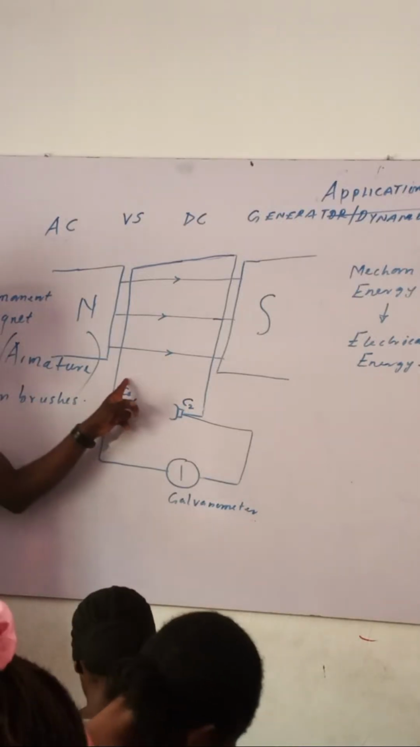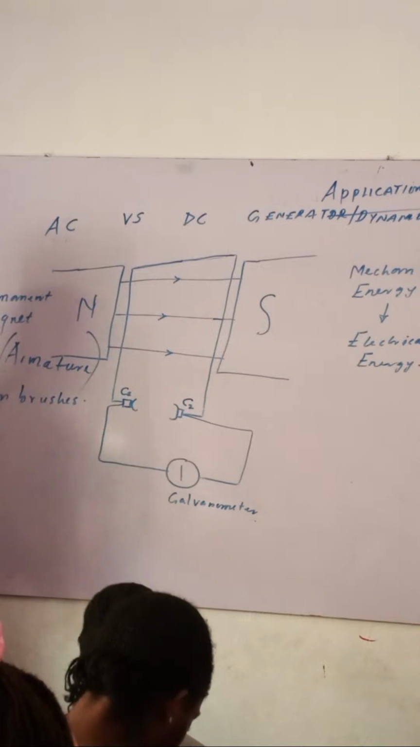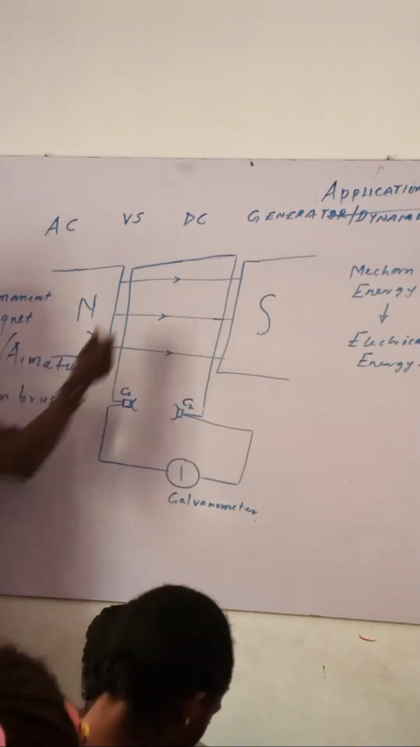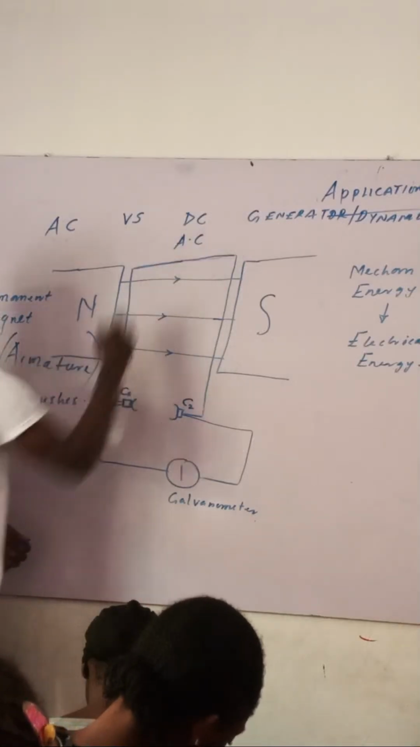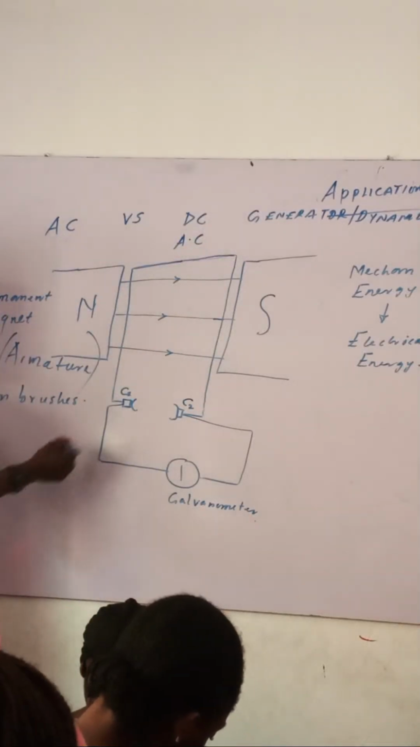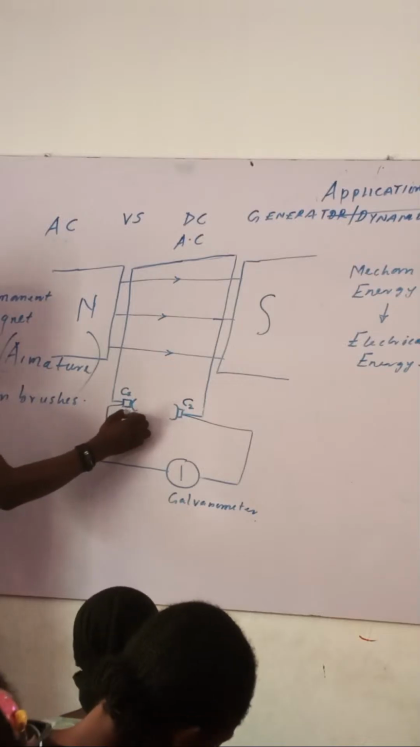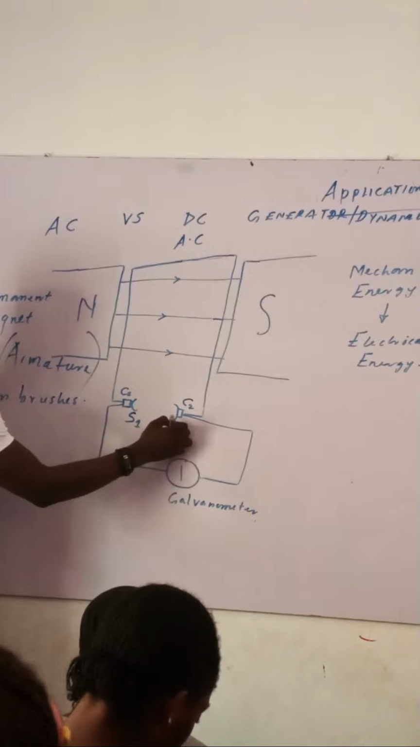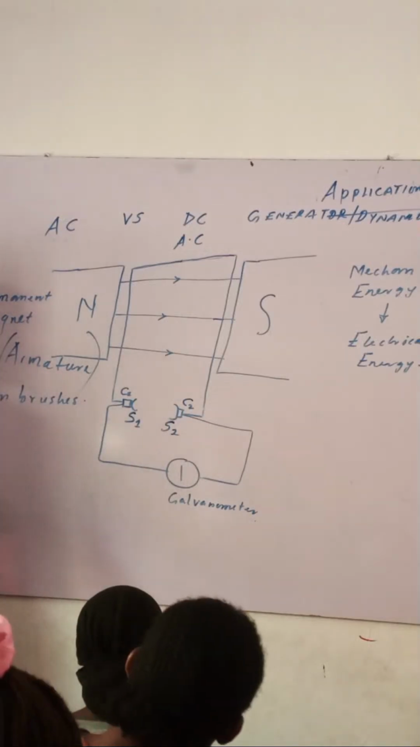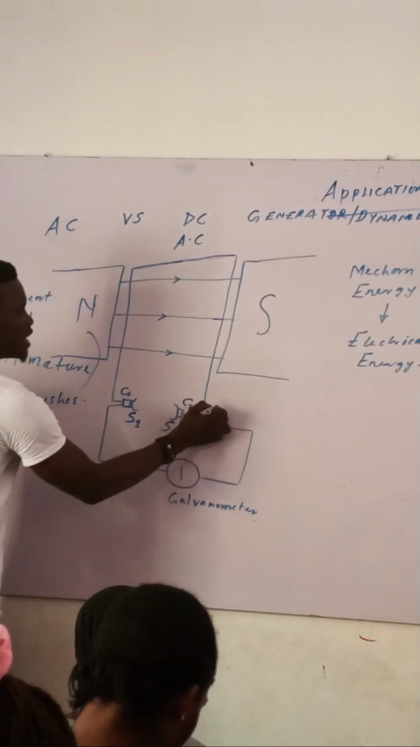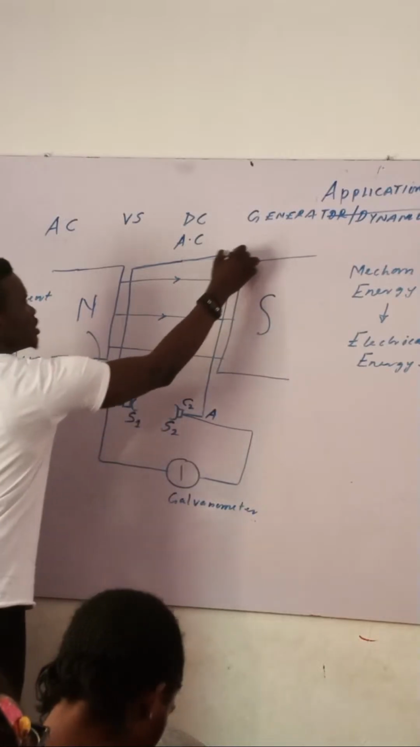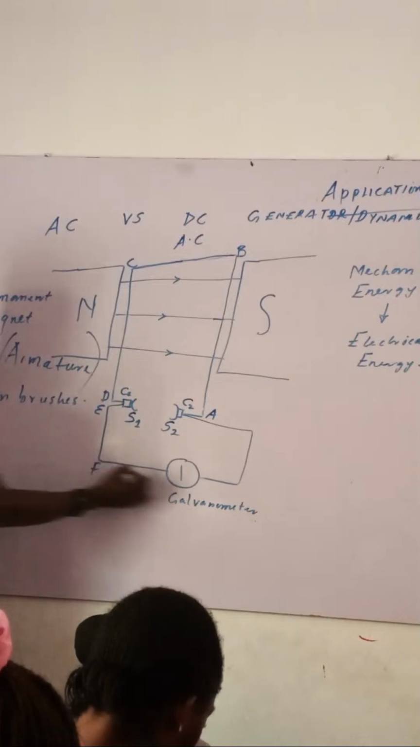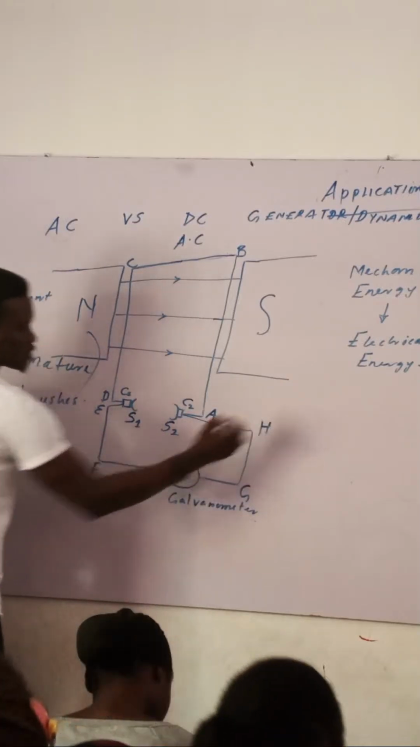So carbon brush 1 and carbon brush 2. Then, if this is now AC, let's assume this is AC. Then, if it is AC, then this will be slip ring 1 and slip ring 2. Are you following? Let me now label this A, B, C, D, E, F, G, H.